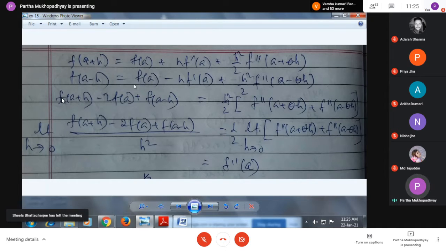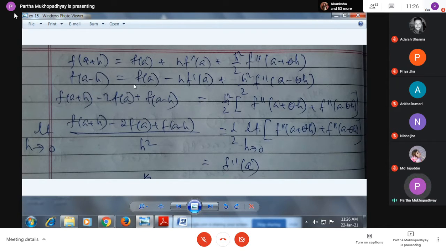Similarly, for negative h, I can write f of a minus h is equal to f a plus minus h f dash a, because h is replaced by minus h, plus now minus h whole square. What is minus h whole square? Again h square. So h square by 2, this sign will not change, f double dash a minus theta h. So I'm just putting h equal to minus h in the first relation, and we get the second relation: f of a minus h is equal to f a minus h f dash a plus h square by 2 f double dash a minus theta h.